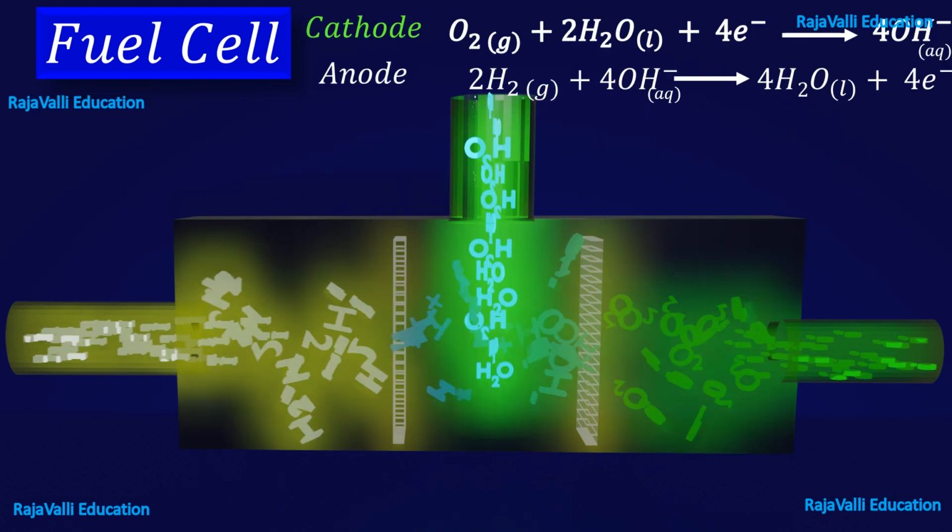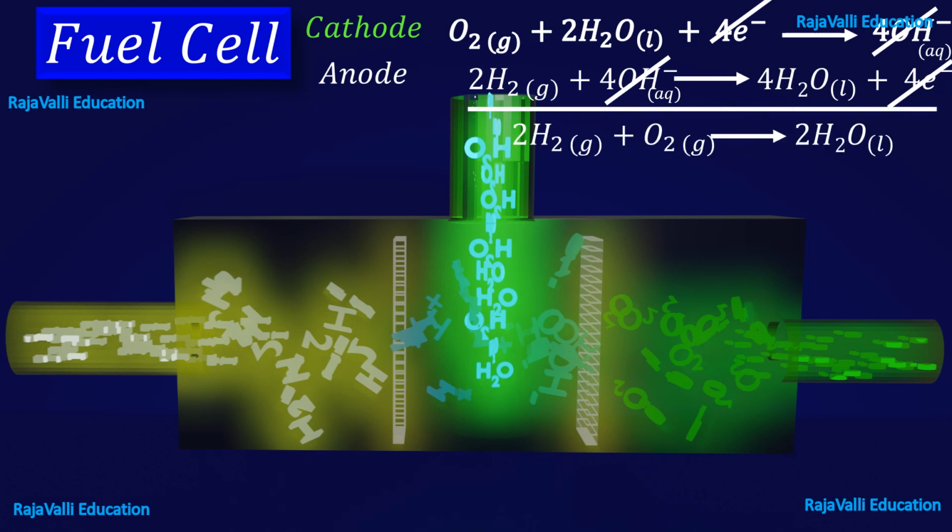By adding the cathode half cell reaction and the anode half cell reaction, we will get the overall cell reaction of the fuel cell. During this, 4 electrons are cancelled out and 4 hydroxyl ions are also cancelled out. So we get 2H2 + O2 gives 4H2O - 2H2O, which gives 2H2O. This is the overall cell reaction of the fuel cell.